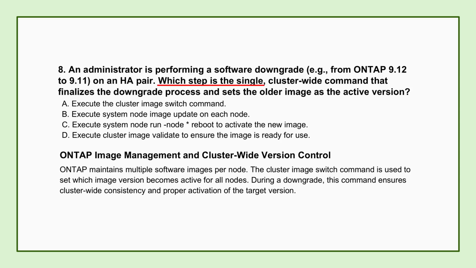What's the single command you run, cluster-wide, to actually commit to that downgrade and tell the cluster, okay, next boot, use 9.11? That's the cluster image switch command. It's the central command for managing the active software image across the entire cluster. So it handles coordinating both nodes in the HA pair. Yep. It updates the boot parameters on all nodes in the cluster, telling them which image to load on the next reboot. It ensures consistency and orchestrates the process so the cluster comes back up on the desired version.